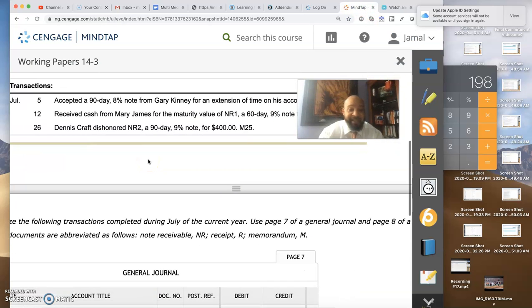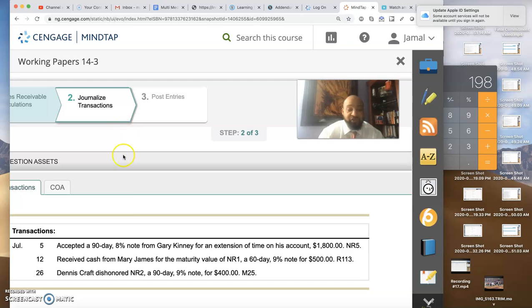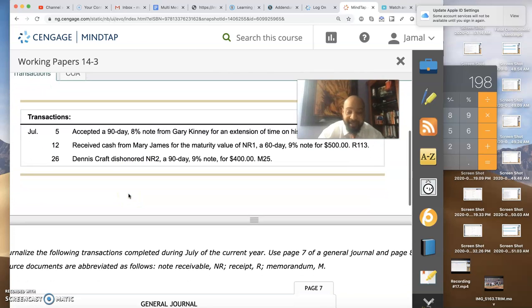Here we go. 14-3. Part two is journalize the transactions. They give us a couple of transactions. We're going to actually write the note.